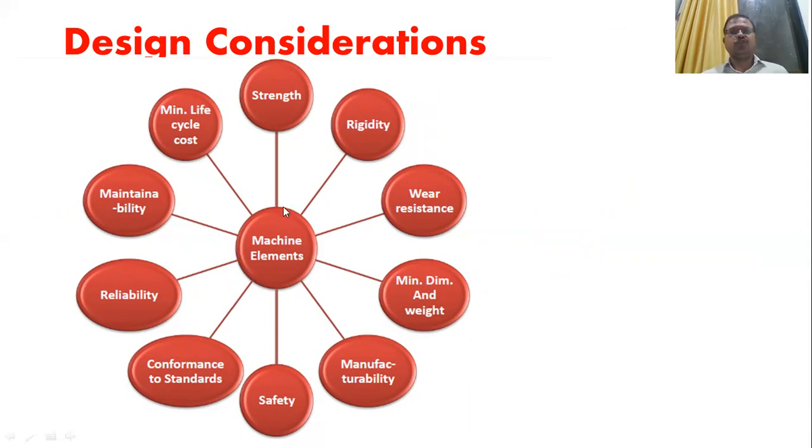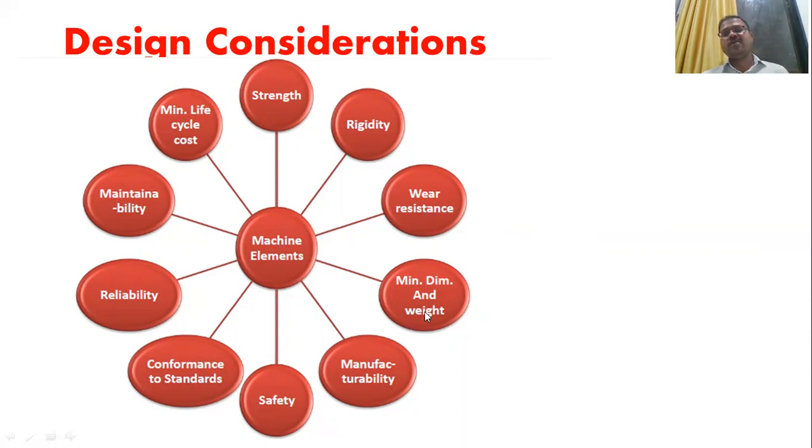A machine element should be strong enough, it should be rigid, and it should be wear resistant. So what exactly are strength, rigidity, and wear resistance? Strength is the ability of the material to withstand external forces without failure. So the material should have a sufficient amount of strength. It should be rigid in order to resist deformations. Wear resistance is very important when two elements are in contact with each other. Wear should be as minimum as possible.